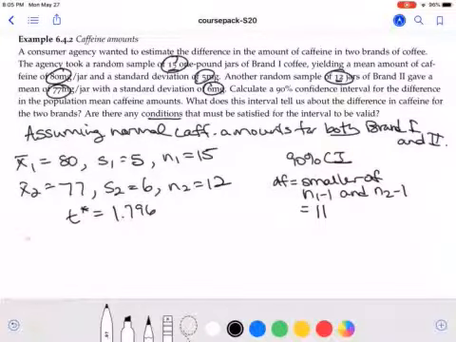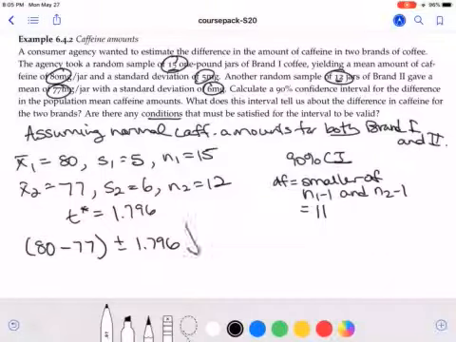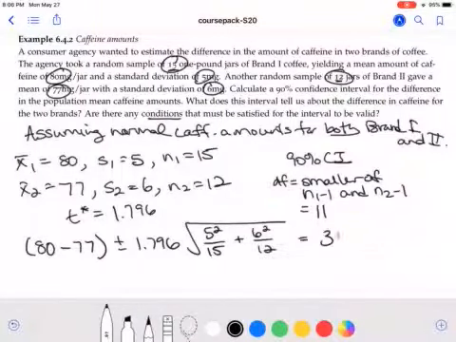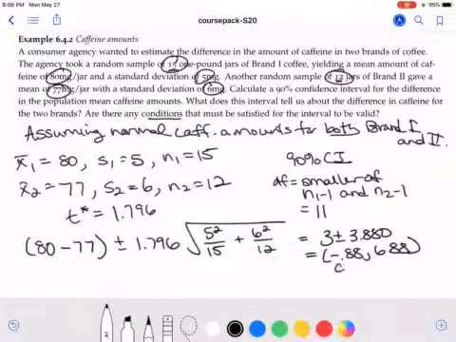So our interval will be sample mean 1, 80, minus sample mean 2 of 77. So centered at 3, plus or minus our t. And then we have here the square root of s squared, so 5 squared over its sample size of 15, plus 6 squared over its sample size of 12. So this will be 3 plus or minus 3.880, which gives us an interval from negative 0.88 to 6.88. So this is an interval for mu1 minus mu2.